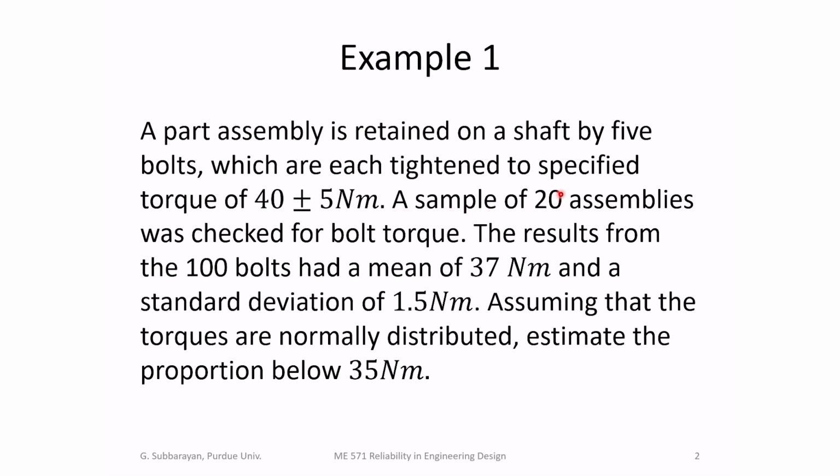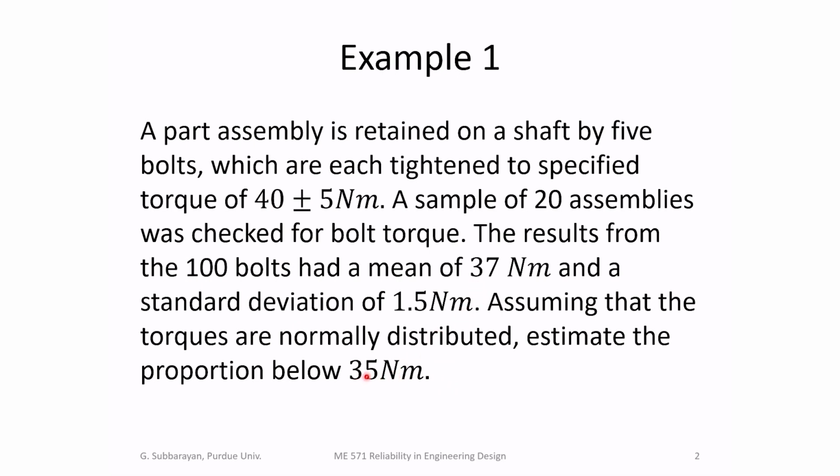Then 20 assemblies were checked for bolt torque. So 20 assemblies with 5 bolts each, total of 100 bolts. They had a mean of 37 Newton meter and a standard deviation of 1.5 Newton meter. Assuming that the torques are normally distributed, estimate the proportion below 35 Newton meter. In other words, the torques are all normally distributed for these 100 bolts.